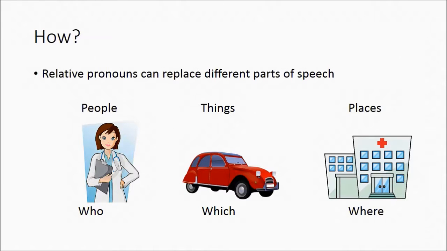Moving on, now I will explain to you how relative clauses are constructed. Relative pronouns like who, which, or where can replace different parts of speech. For example, for people you use the relative pronoun who. For things and animals you use the relative pronoun which. And if you describe a place, you use the relative pronoun where.